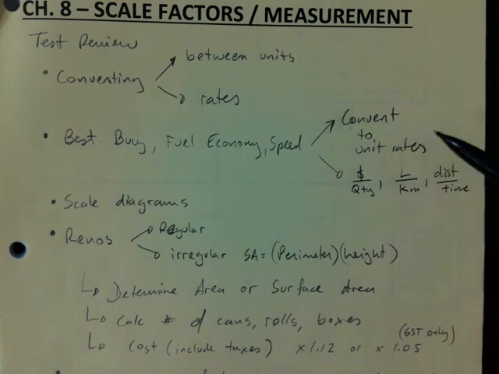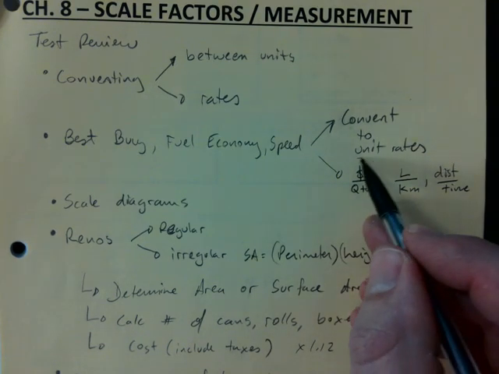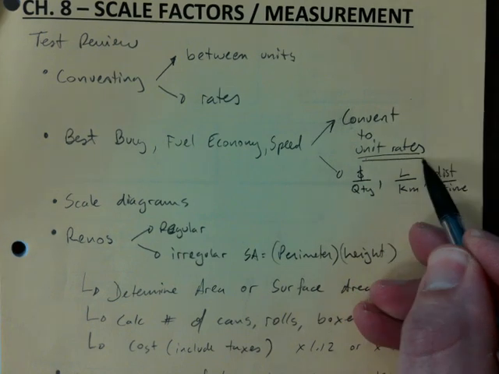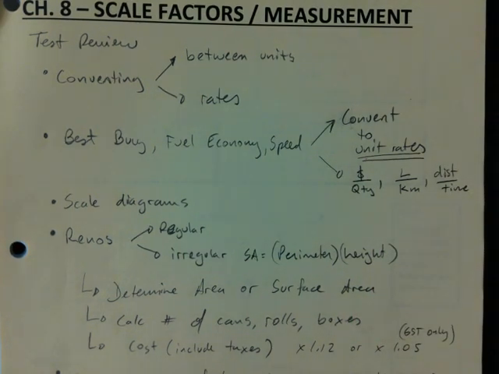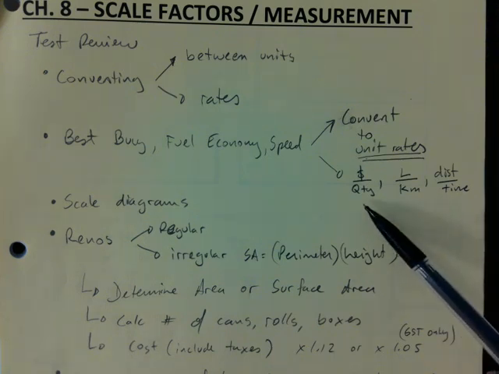So convert to unit rates. I don't know if you remember what unit rates are, but it's really how much per one. That's what it means. How much for one pound, for 1 gallon, for anything over one. That's what you want to do with determining which one is best. And I'm just giving you a reminder.